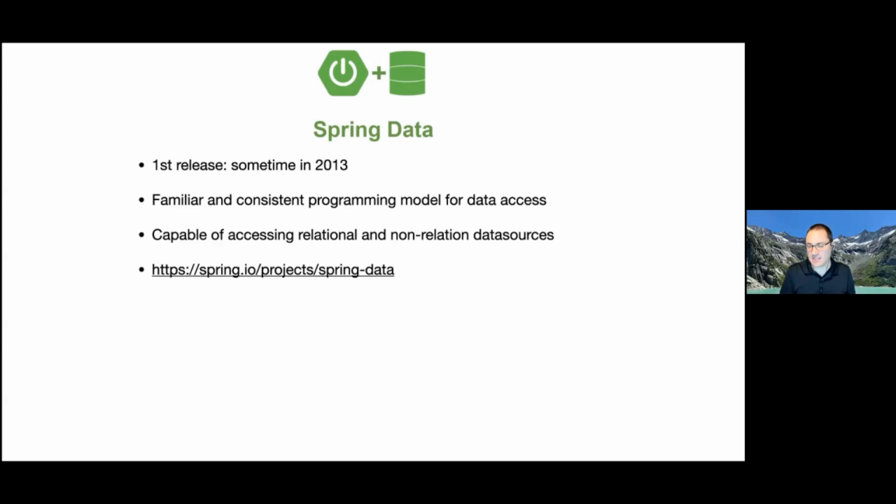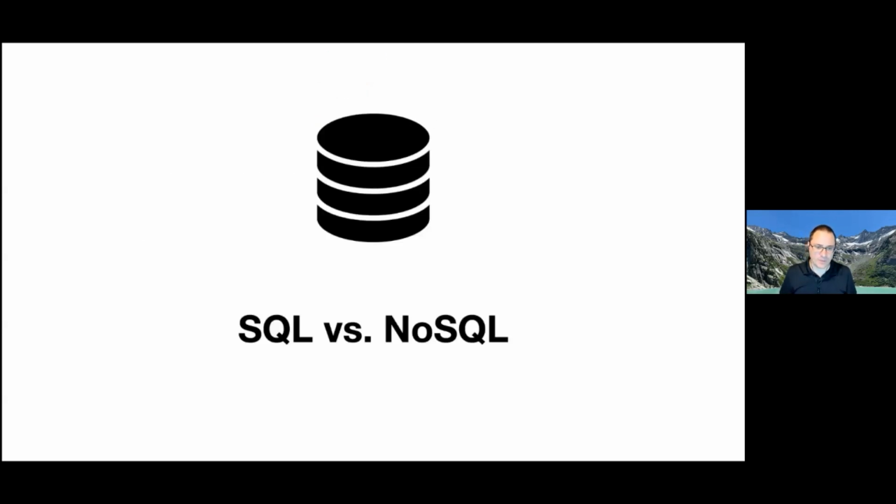So when the time comes that you need to switch from relational to non-relational or back, things should be such that you don't have to start again from zero, from scratch, and things will come much easier. Spring Data supports many different kinds of databases, and Oracle, of course, is one of them. And this brings us to SQL versus NoSQL.